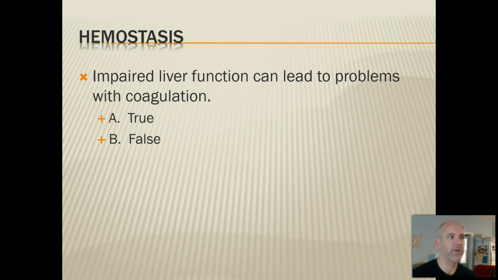Okay, impaired liver function can lead to problems with coagulation. True or false? Hopefully you're saying true on that. Why is that true? Because the liver makes most of your coagulation factors. When the intrinsic and extrinsic pathways, all those blood clotting proteins that are part of those pathways, most of those are made by the liver.